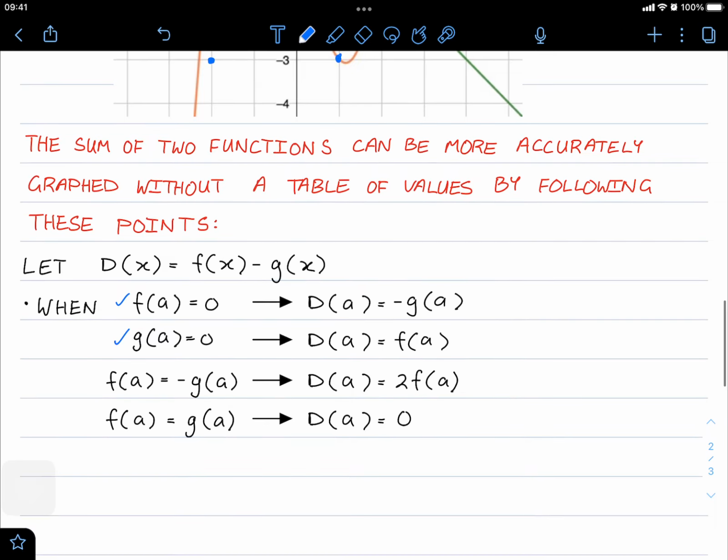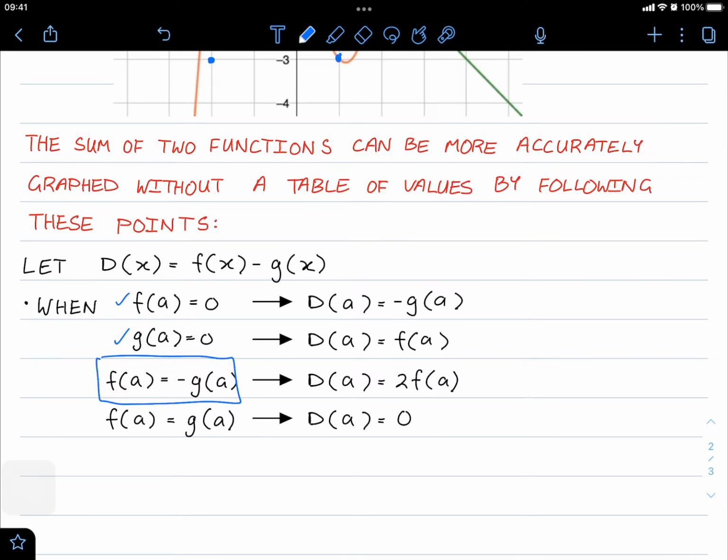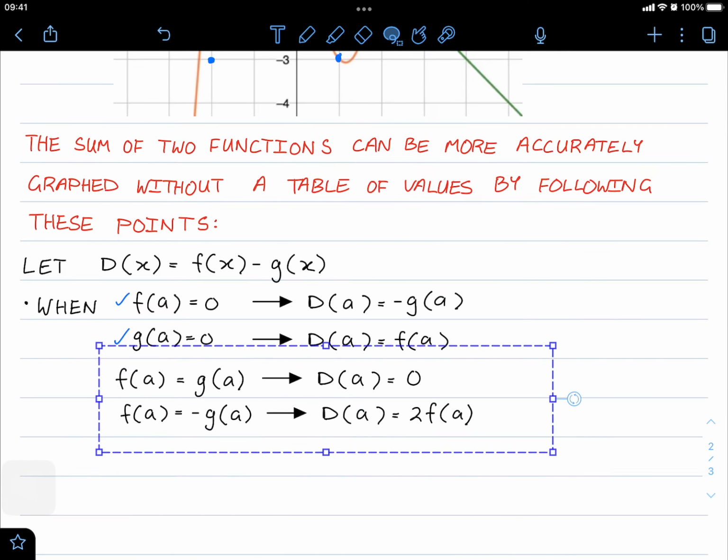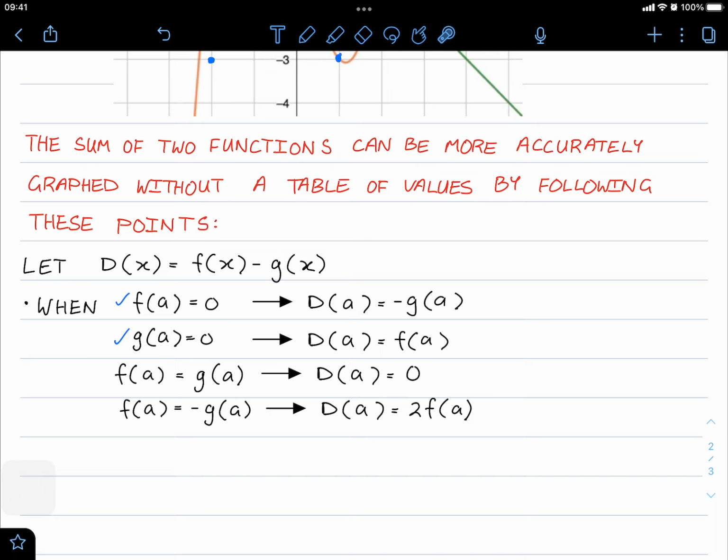So we're done with that one. When f is equal to the negative of g, actually I'm going to leave this one to last. This one's the hardest one to find actually. Let's find first the points where they are equal. So when f and g are equal, the difference must be 0. Well, the reason for that is, let's say f was 3 and g were 3. 3 take away 3 is 0.